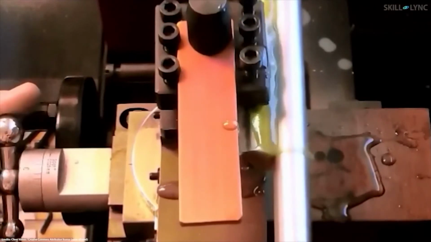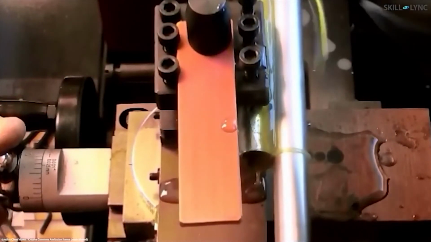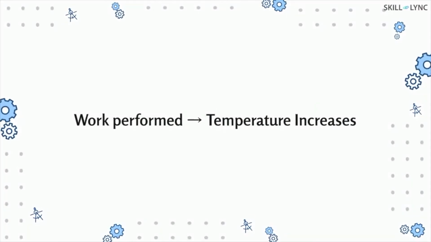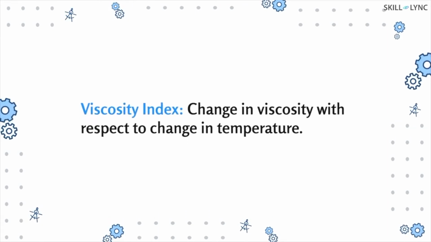Thus, a hydraulic fluid having good lubricity separates and lubricates the components effectively. Now, as the hydraulic system performs work, the temperature of the system rises, which affects the viscosity of the hydraulic fluid. On increasing the temperature, the viscosity of the liquid decreases and vice versa. This change in viscosity due to temperature is measured by the viscosity index of the fluid.